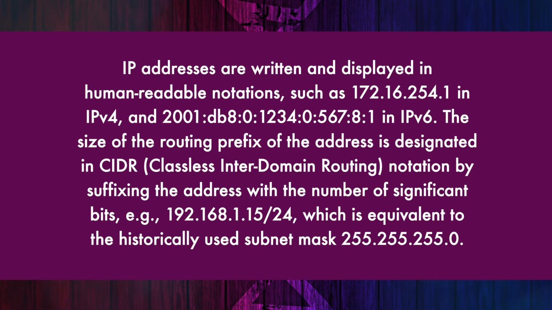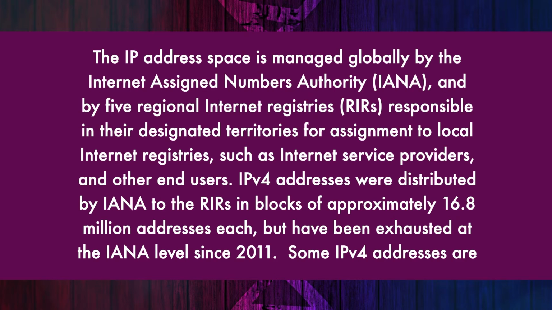so that it is easy for us to remember many such addresses. The size of the routing prefix of the address is designated in CIDR. CIDR means classless inter-domain routing, and it is the notation by suffixing the address with the number of significant bits. For example, 192.168.1.15/24, which is equivalent to the historically used subnet mask 255.255.255.0.